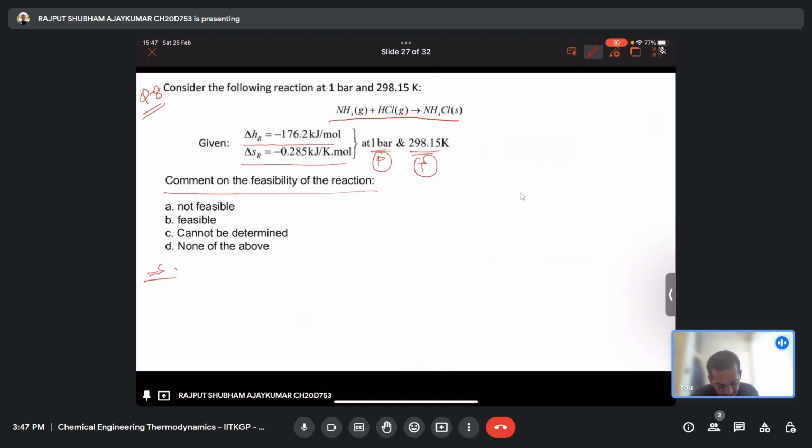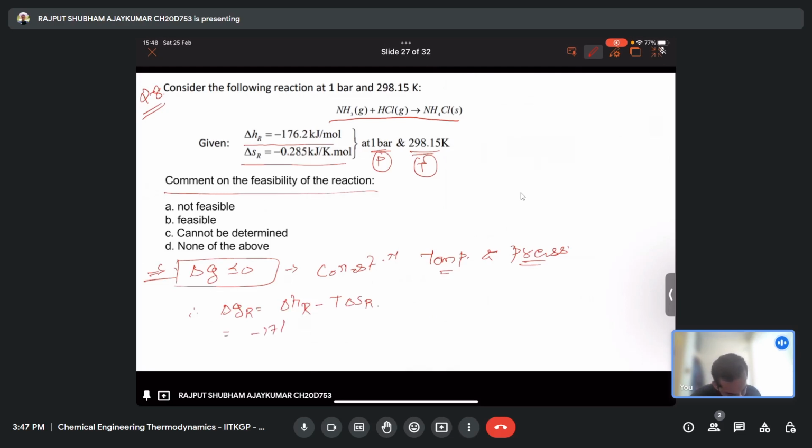Comment on the feasibility of the reaction. So for feasibility, the criteria is delta G should be less than or equal to 0 at constant temperature and pressure. Now G is equal to H minus TS, so we'll write minus T. We put in minus 176.2, plus 298.15 times 0.285. This comes out to be minus 91.22 kilojoule per mole, which is less than 0. So the reaction is feasible.